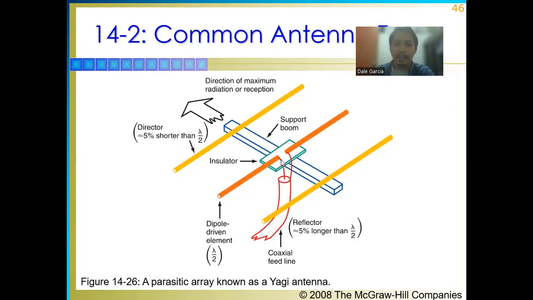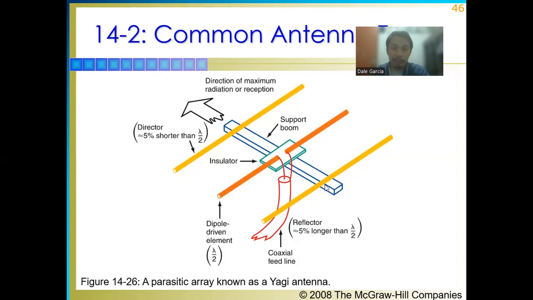So if the direction is forward, as in the slide, we place parasitic elements in front of the main driven element to increase directivity, to restrict the electromagnetic energy in that direction.